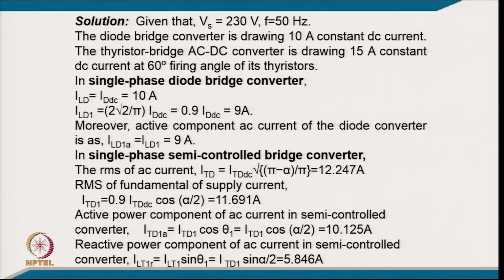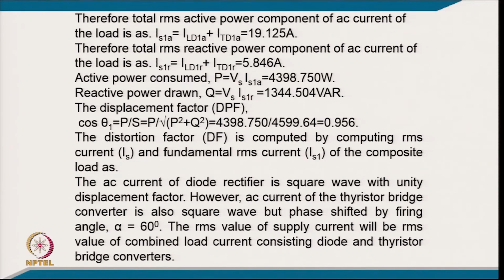Moreover, the active component of the AC mains diode current is the same, 9 ampere. In the single phase semi-controlled converter, you can find the AC RMS current from this relation; it comes to 12.247, and the RMS of the fundamental from this relation is 11.691 ampere. The active component of the semi converter will be I_D1 into cos θ1, putting the value of cos α/2, that comes to 10.125, and the reactive component drawn from the semi converter, with θ1 equal to α/2, is 5.846 ampere.